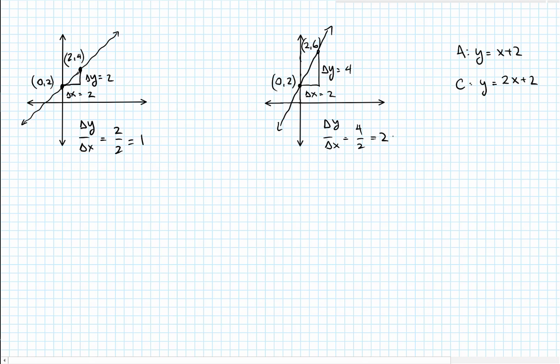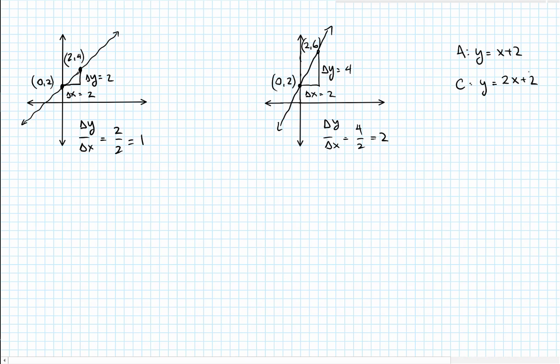So again, if you look at the line, every time you move to the right 1 unit, you're going up 2. And so this is a steeper line. We're going up faster. So where does this show up in the equations? Well, it shows up in the coefficient on the x. So where are you multiplying the x by?